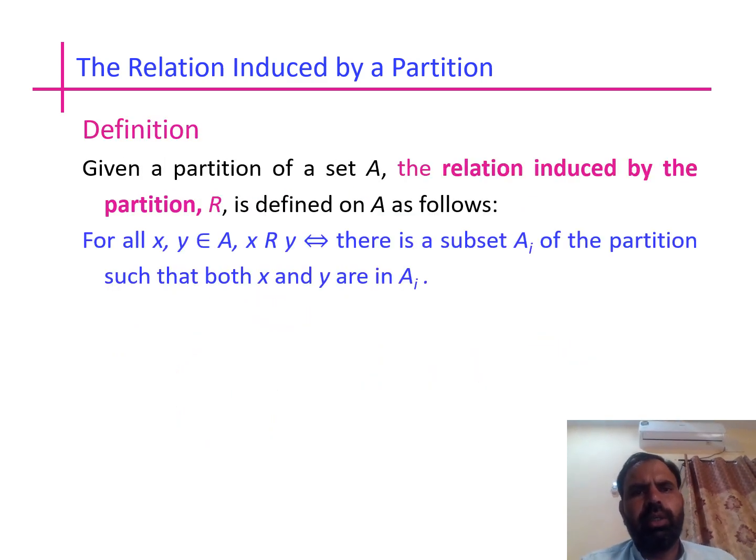We define a relation induced by a partition. Given a partition of a set A, the relation induced by the partition, R, is defined on A as follows. For all x, y belongs to A, x is related to y if and only if there is a subset Ai of the partition such that both x and y are in Ai.